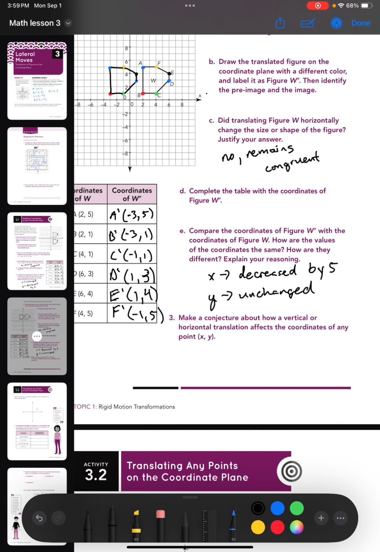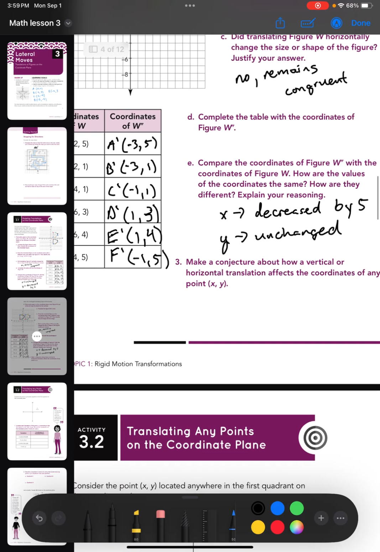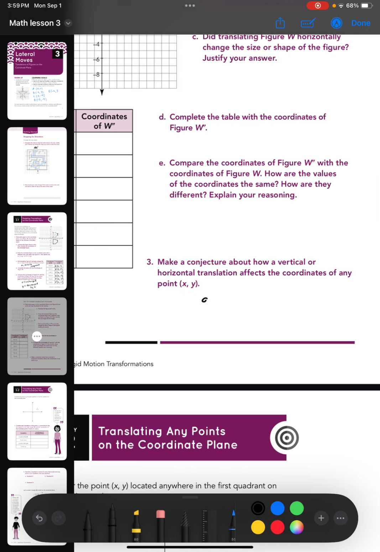Number 3, make a conjecture about how a vertical or horizontal translation affects the coordinates of points x, y. All right, so a vertical. I lost all my points again. Oh well. I'll go back and fill in above later and post that.